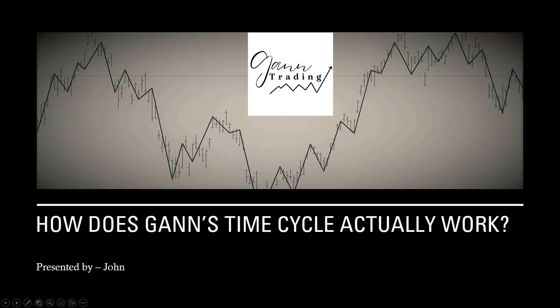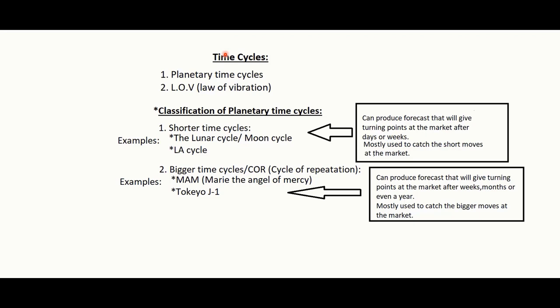So let's get started. First, let's have a basic understanding of the time cycles. Number one is planetary time cycles, and number two is LOV, which means law of vibration. We will only talk about the planetary time cycles. Why not LOV? Well, it's just because it's a different level thing. As far as I know, there are only three people in the world who know the LOV. So we have to pass this, all right?